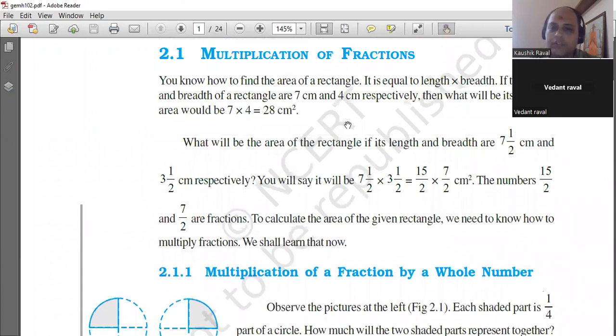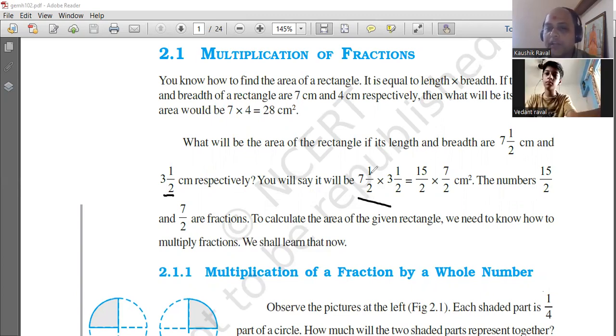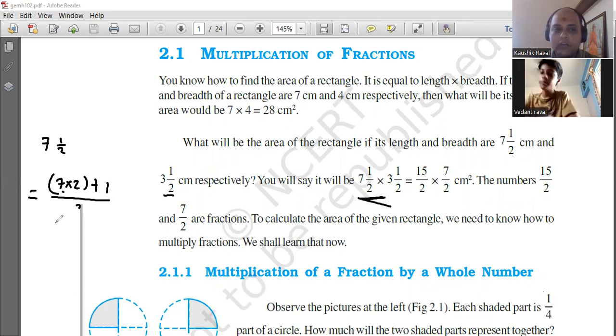In the multiplication of fractions, what you have to do is simply multiply the numerator with numerator and the denominator with denominator. Especially when it comes to mixed fractions, you have to multiply only after you have converted those mixed fractions into improper fractions. So for example, it is shown here 7 and 1/2. How do we convert it into an improper fraction? We multiply 7 by 2 plus 1, whole divided by 2, so that becomes 15 by 2.